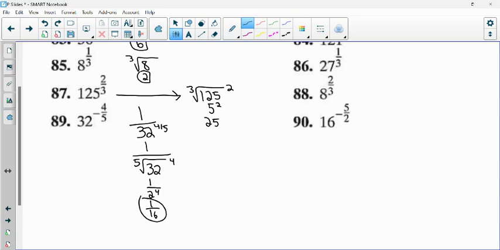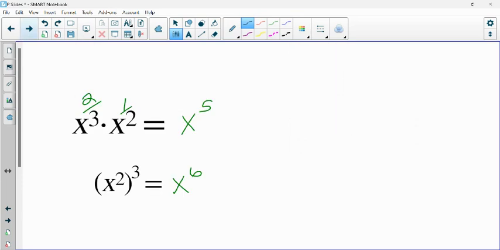Right, any questions on that? Kind of recaps what we did yesterday. All right, and then the last section we have here, we have some quick review here.